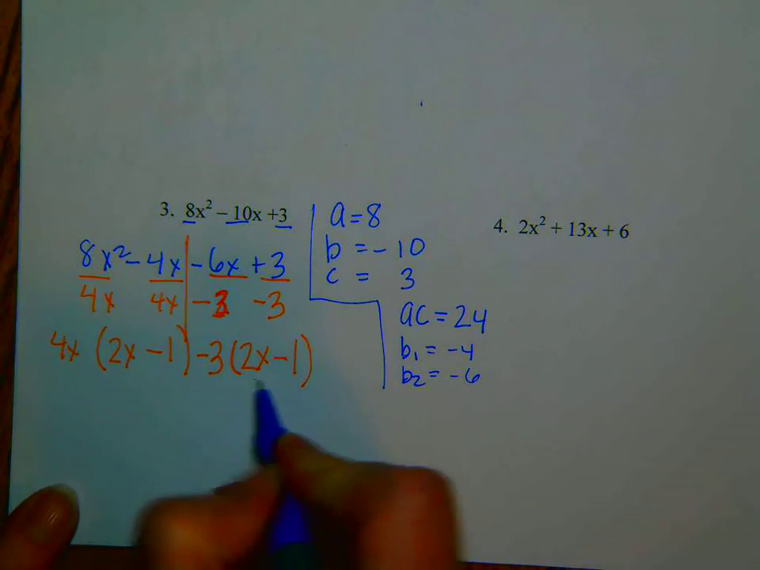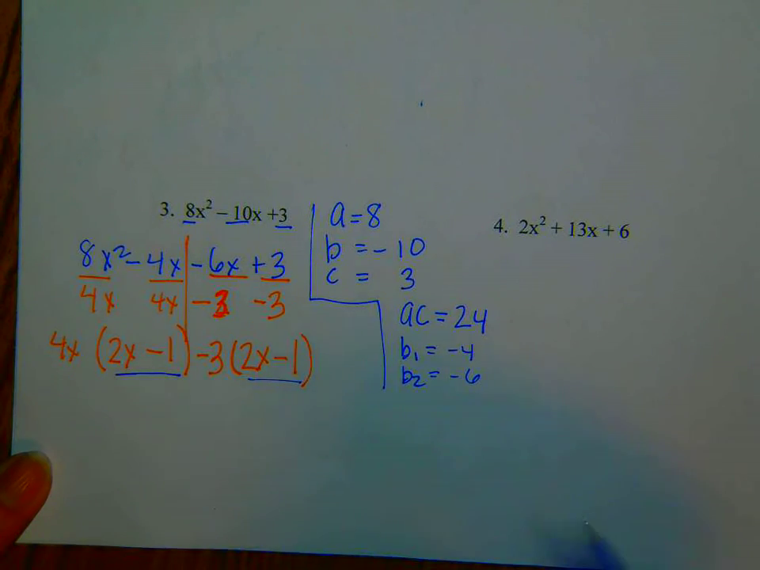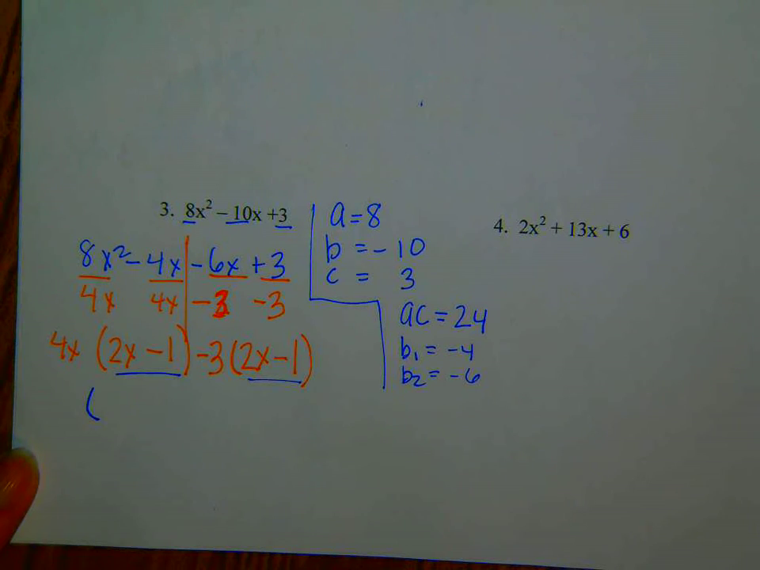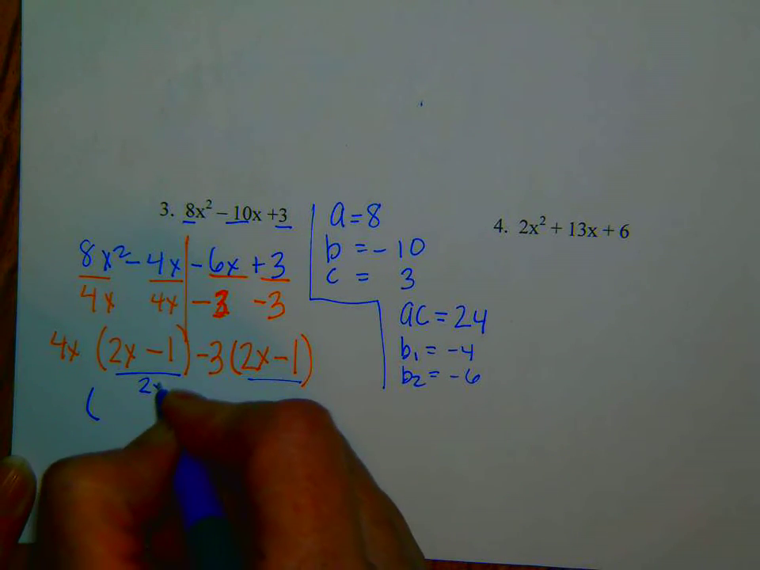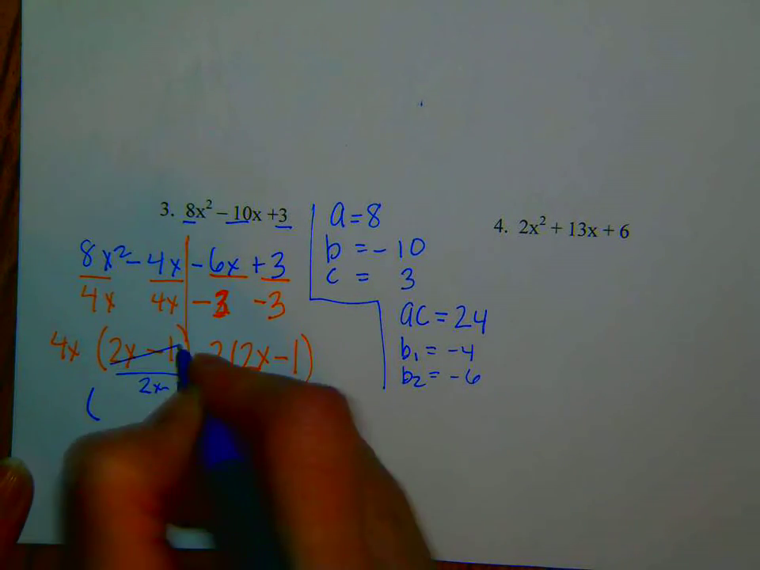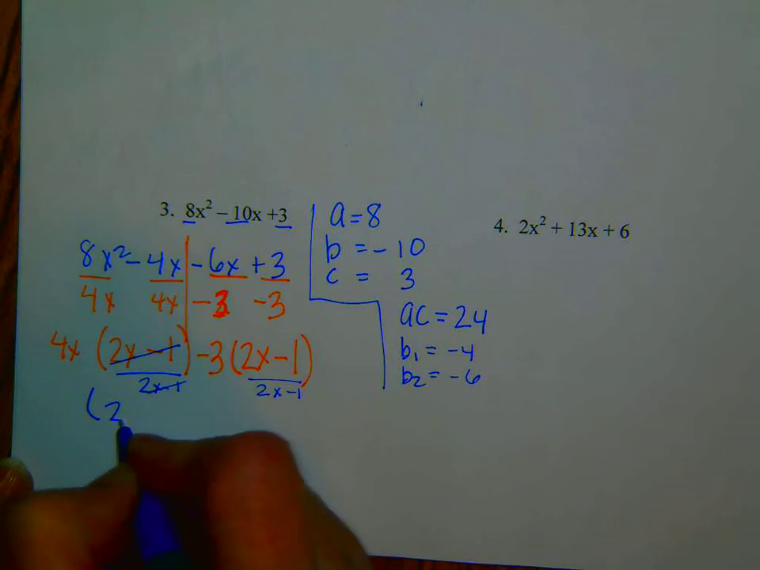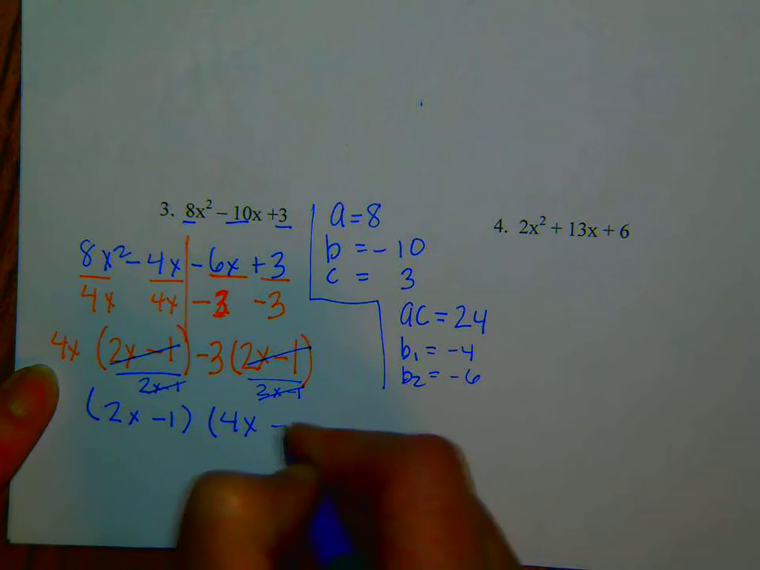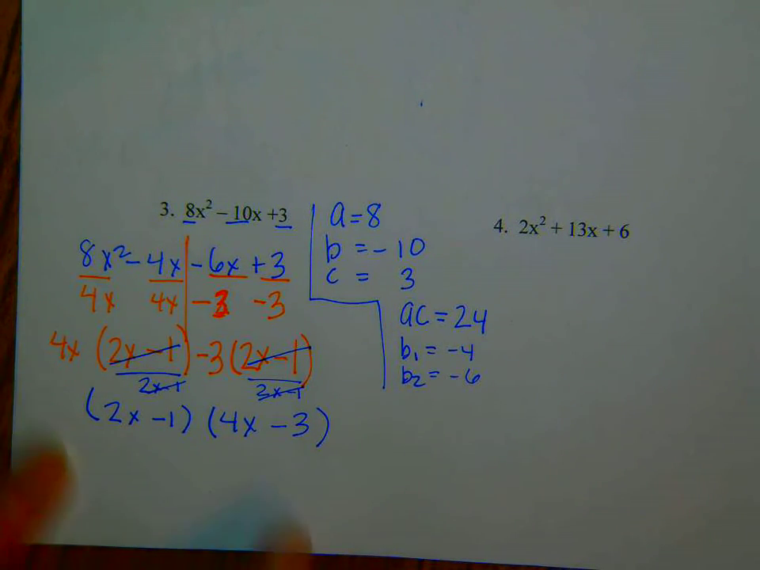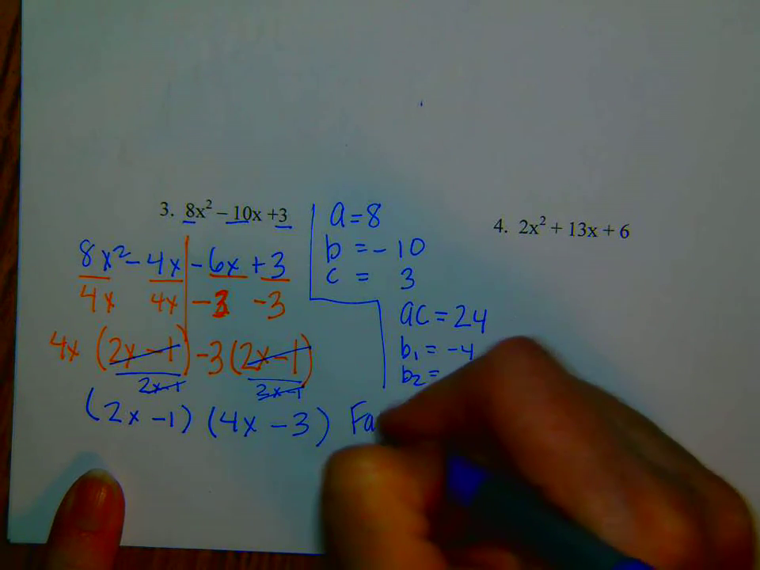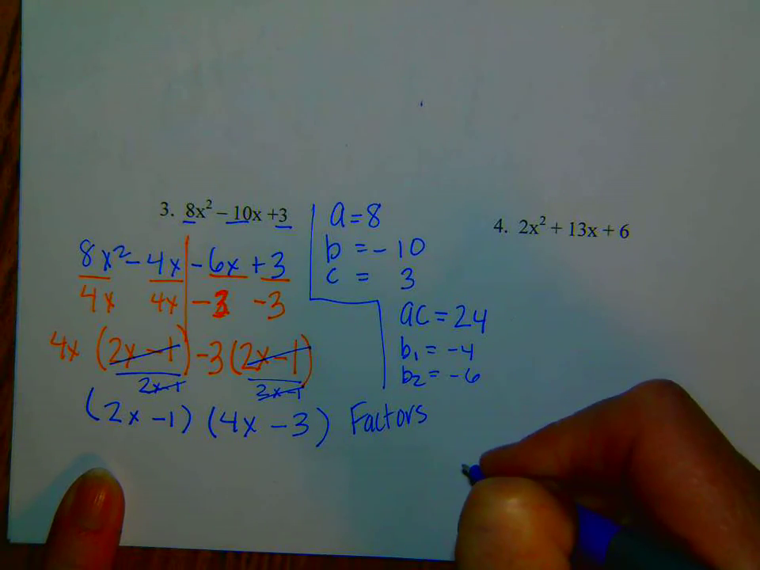So how do I know I'm right? Well, I know I'm right because these two binomials are the same. So then I factor out the common binomial, meaning I divide it out. 2x minus 1 divided by 2x minus 1. So when I divide that out, meaning take it out, what's left? Well, 4x minus 3. So those are my two factors. So now I have factored. I have my factors. Well, I need to solve.